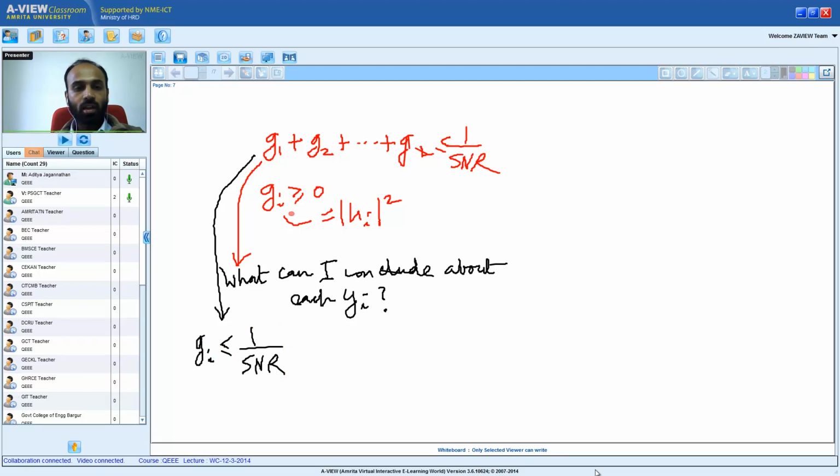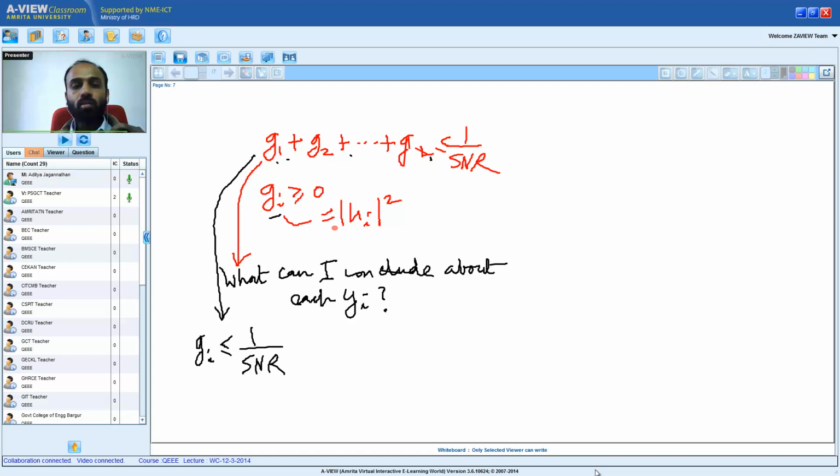Right? It has to be the case. Because if each GI is greater than or equal to 0, let's say G2, G3, GL are 0, then G1 has to be less than or equal to 1 over SNR. And this is the minimum value of G2, GL, that is they cannot be negative. So in the worst case, if G2 and so on are 0, then G1 is less than or equal to 1 over SNR. So in any case, if the sum is less than or equal to 1 over SNR, each GI has to be less than or equal to 1 over SNR.